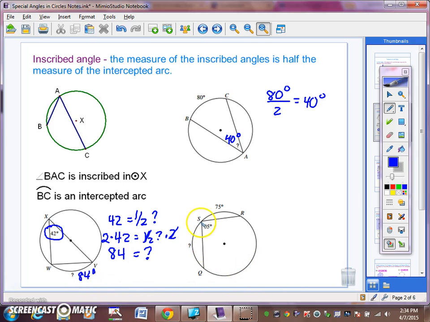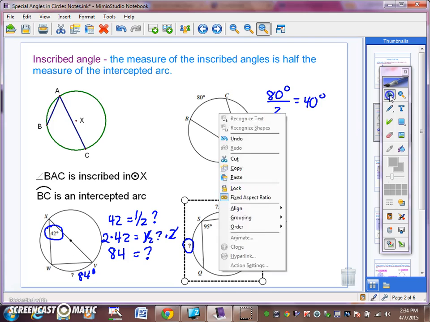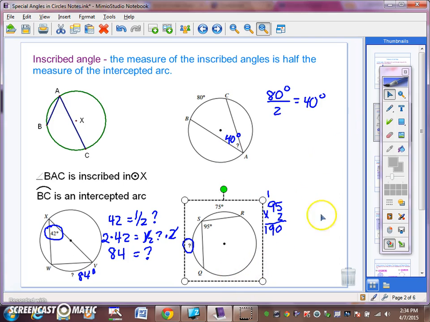My next problem, they want me to find this arc here. I know this arc is 75, and this one I can find. If the measure of my inscribed angle is 95, then as you saw from the problem before, all I have to do is multiply it by 2, and that's the arc. So that gives me 190 degrees. That means from R all the way around to Q is 190 degrees.